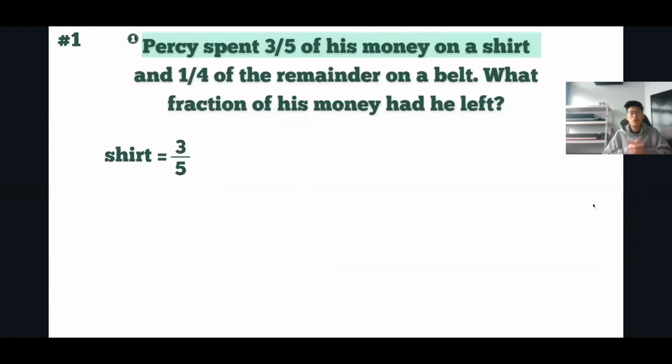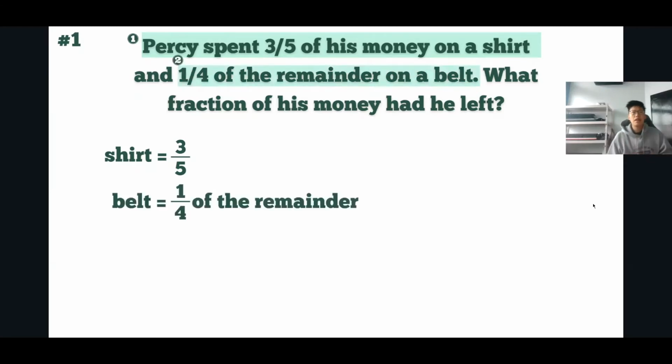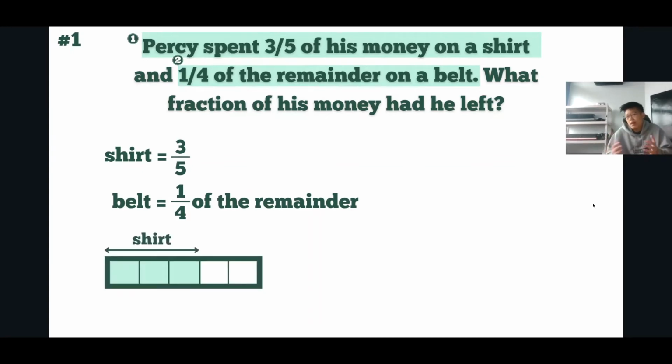Now I'm going to use this question to help solidify this concept. As you can see over here, Percy spent 3/5 of his money on a shirt. So I want to write down whatever I know: shirt equals 3/5. Then in sentence number 2, we know that 1/4 of the remainder is spent on a belt. Did Percy spend all of the money that is left on the belt? No. Percy spent a part of what is left. That is the idea of remainder. And they're asking us what fraction of the money he had left.